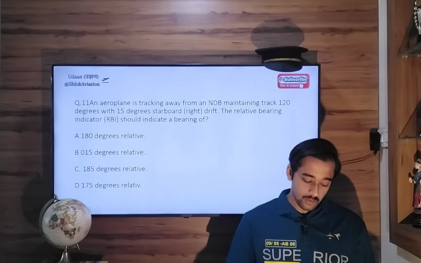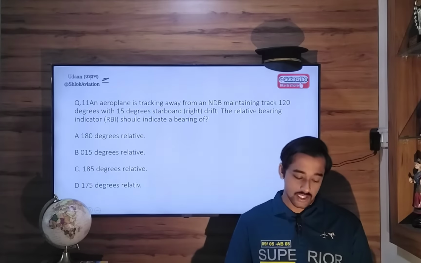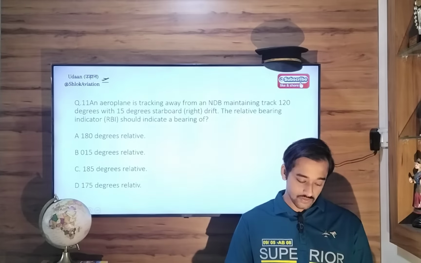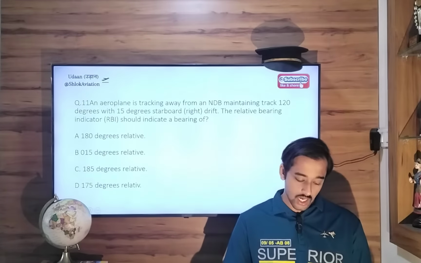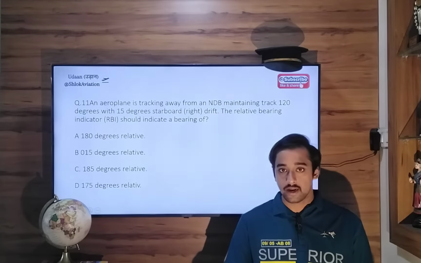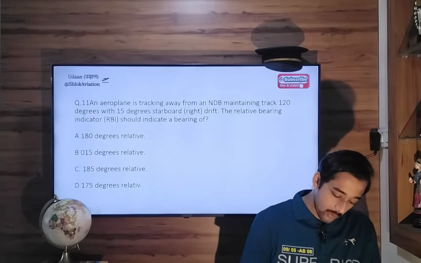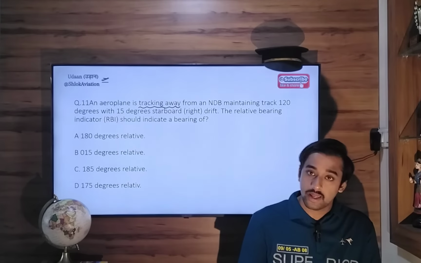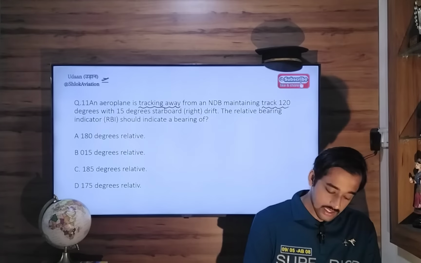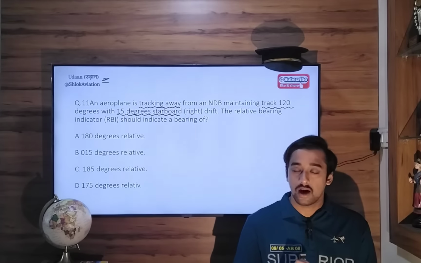It has asked, aeroplane is tracking away from an NDB station, maintaining a track of 120 degrees, 15 degrees starboard drift. What will be the relative bearing of your aircraft? So, very important point is you're tracking away from an NDB station and on a track of 120 degrees and 15 degrees starboard drift. So, these three are the keywords.